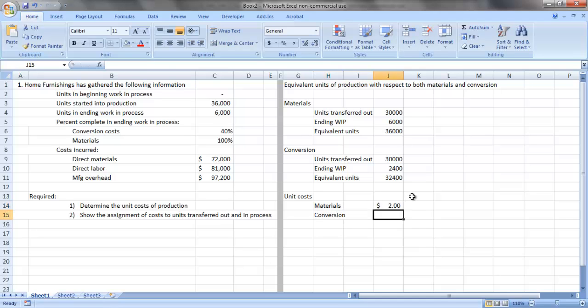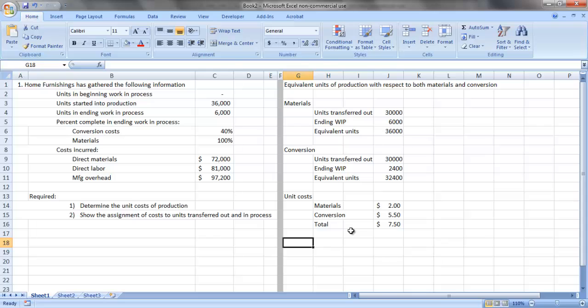We'll do the same thing for conversion. Now our conversion costs, again, are made up of direct labor, which was $81,000, plus manufacturing overhead, which was $97,200. We'll divide that by our equivalent units of production with respect to conversion of 32,400, and we see that our unit cost with respect to conversion is $5.50. That makes our total unit cost the sum of those two numbers, $2 plus $5.50, or $7.50.